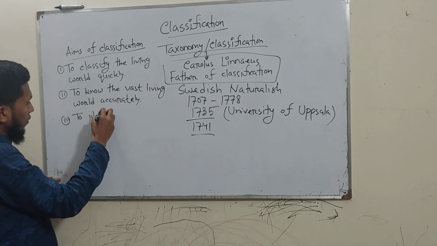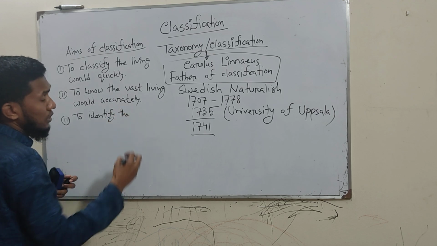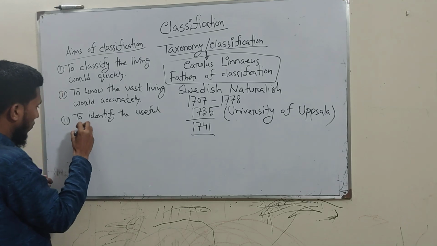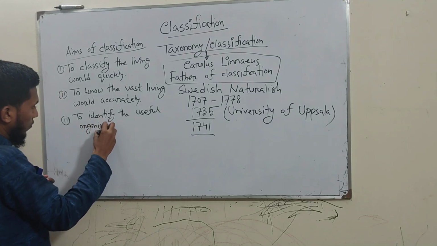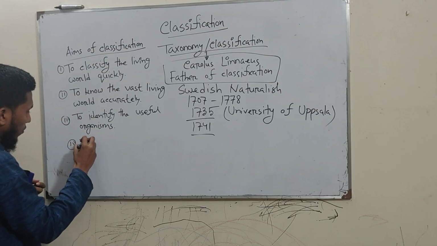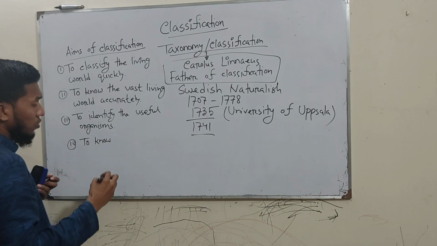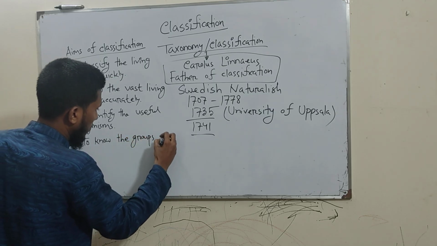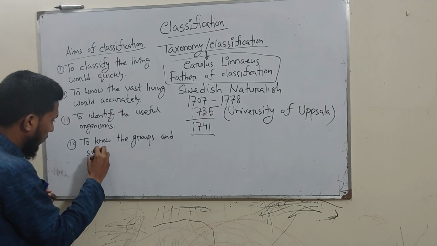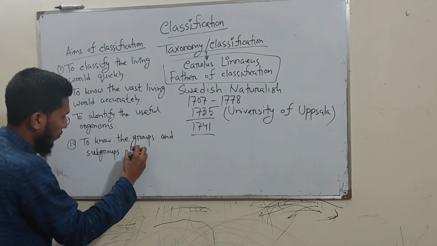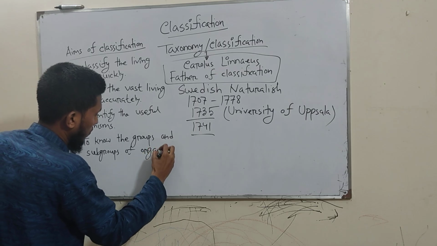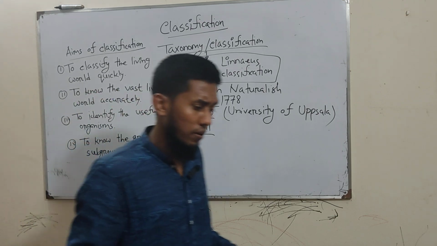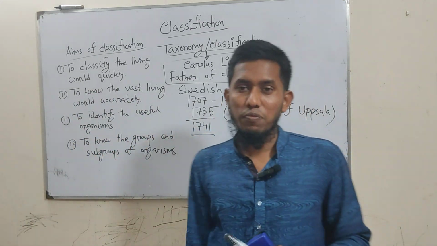To identify: classification helps to identify the useful organisms, and to know: classification helps to know the groups and subgroups of organisms. So this question may come for 2 marks, so you can write these 4 points. So that's all about aims of classification.